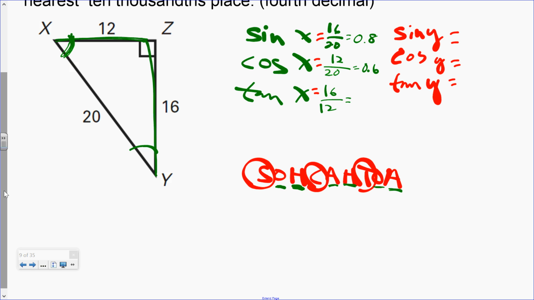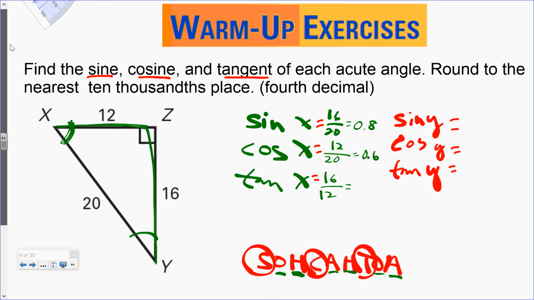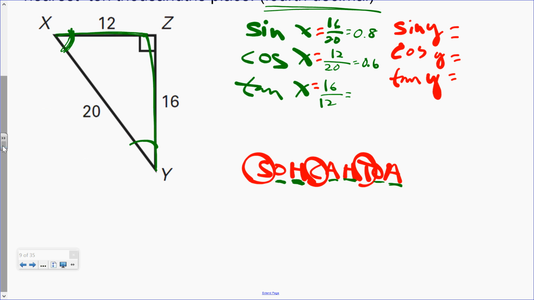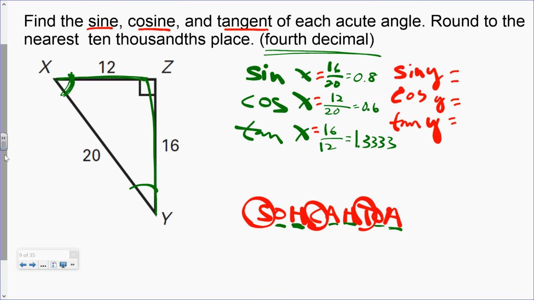16 divided by 12, anybody? What's 16 divided by 12? 1.3. Nice. Let's go to the 4th decimal, because the directions said 4th decimal, notice. So 1.3333. 4 threes. Cool.